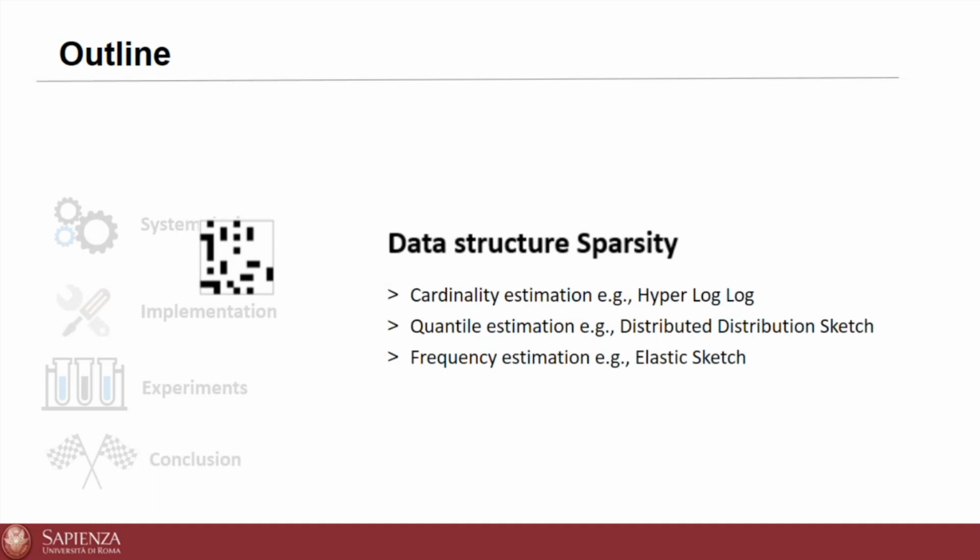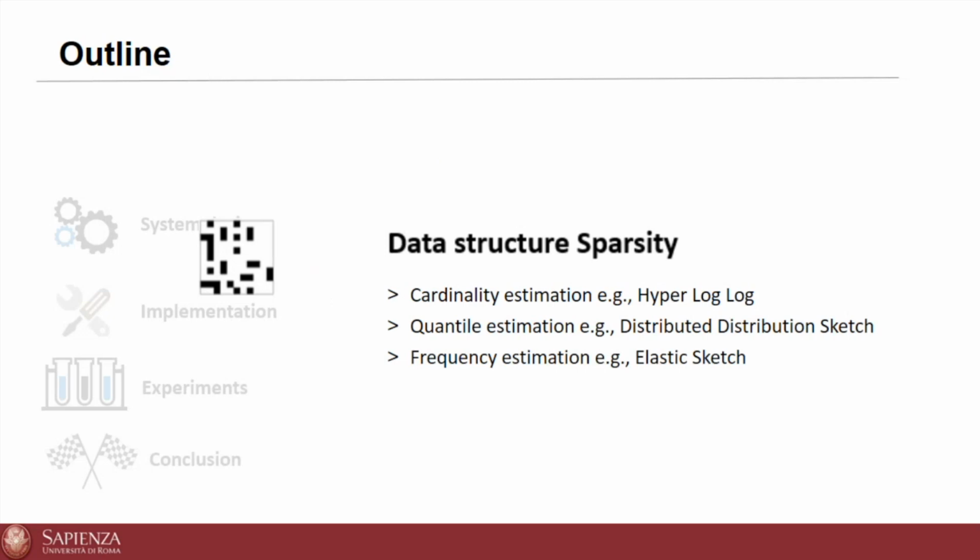So we use approximate data structures to perform these tasks. Our claim is that these data structures are also sparse, in the sense that I will explain shortly, and their memory footprint can be optimized. We work on 3 use cases, on 3 data structures: the HyperLogLog for cardinality estimation, the distributed distribution sketch for quantile estimation, and elastic sketch for frequency estimation.